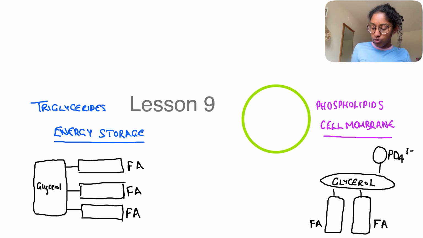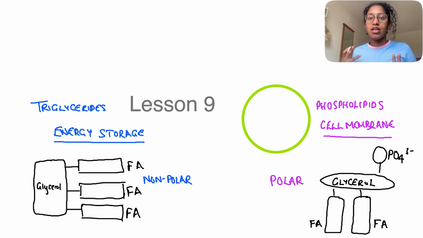And another really important property of phospholipids is they are polar. And that's because they have this hydrophilic phosphate head and these hydrophobic fatty acid chains, which makes them polar, whereas triglycerides are non-polar. So this is a nice little summary here of the difference between triglycerides and phospholipids.